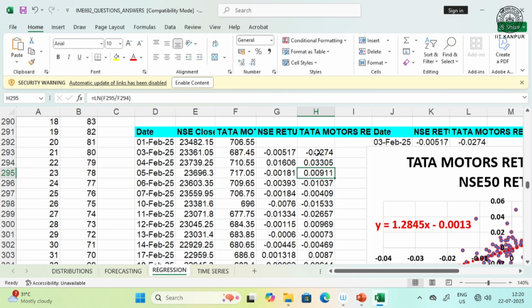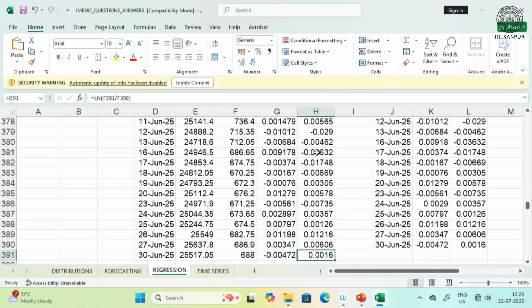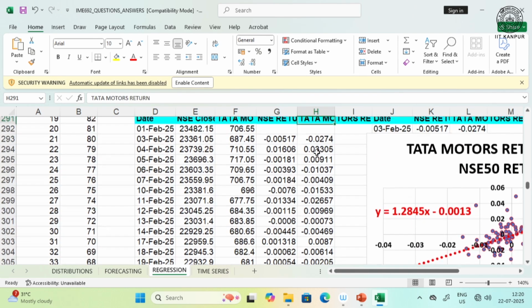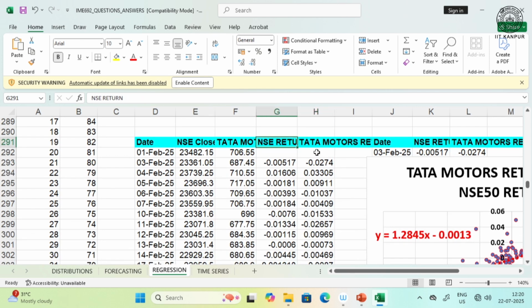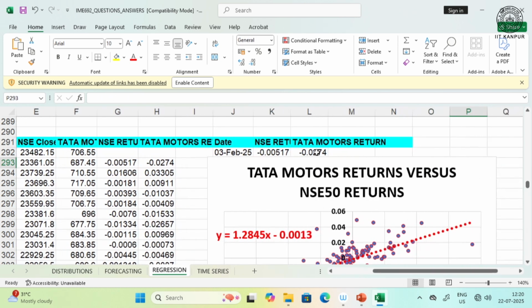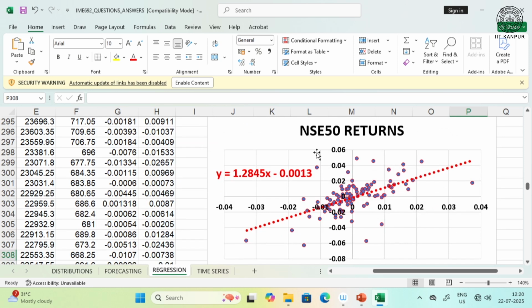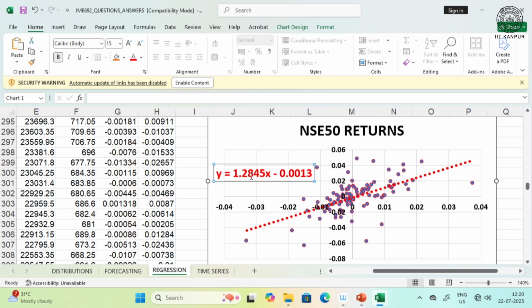Based on that, when I do the calculation, the last value comes out to be plus 0.0016. So, actually you have the NSE value, which is the independent variable, x, and the Tata Motors value would be y. Based on that I plot all these values, and this graph is given here, which we were showing in the PPT file. This is the best fit line, and the actual equation comes, which I have repeated.